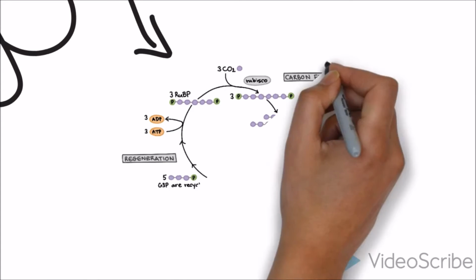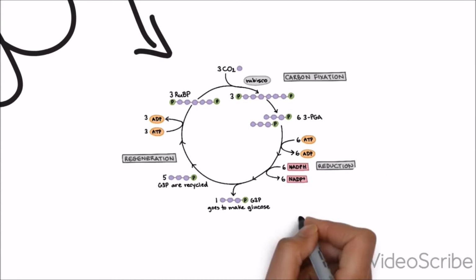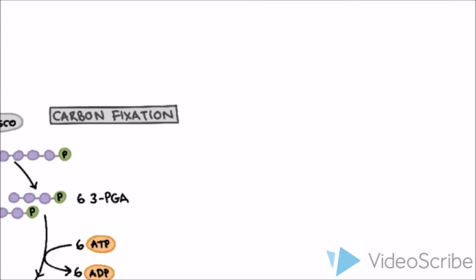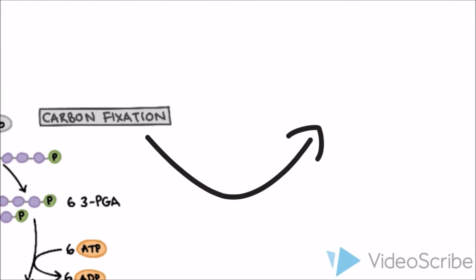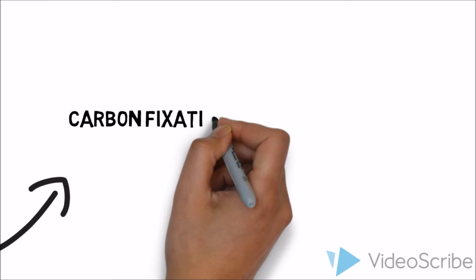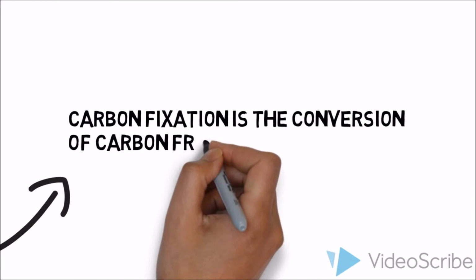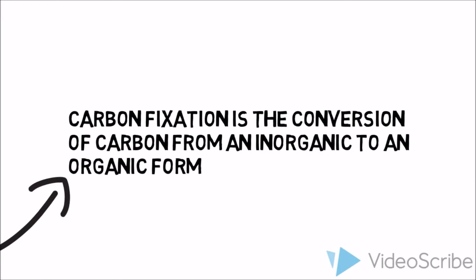The Calvin cycle is divided into 3 phases. The first phase is carbon fixation. Carbon fixation is the conversion of carbon from an inorganic to an organic form.